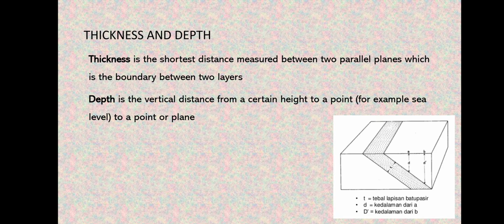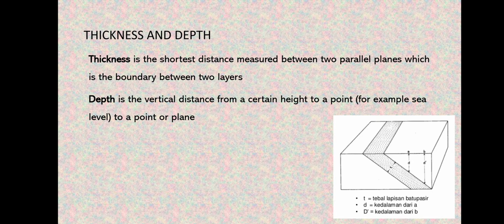So the thickness is the shortest distance, this is the thickness, the boundary between two layers. This is layer 1. This is layer 2. Like this. So the thickness is the distance of this, like this.